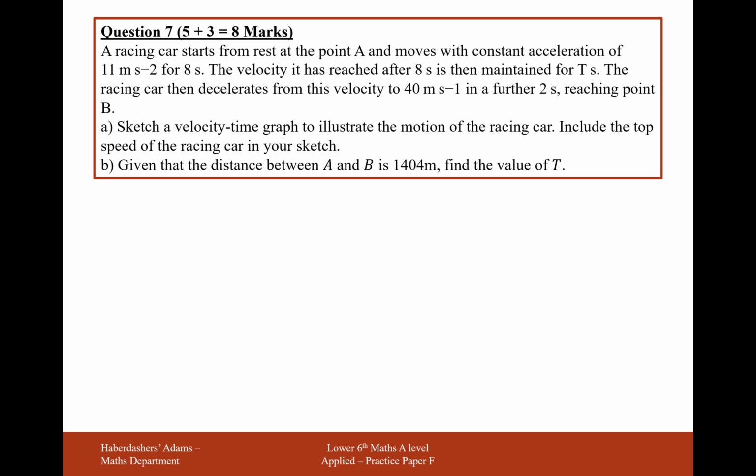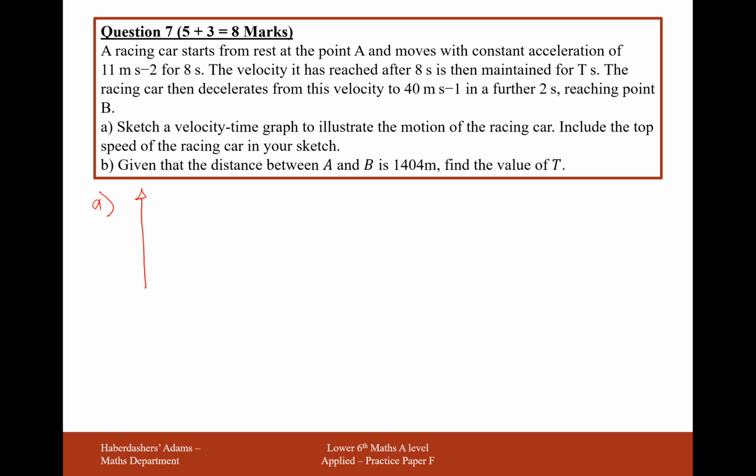Here we're working on question 7, a velocity time graph question. A racing car starts from rest at a point A and moves with constant acceleration of 11 meters per second squared for 8 seconds. The velocity it reaches after 8 seconds is maintained for t seconds. The racing car then decelerates from this velocity to 40 meters per second in a further 2 seconds, reaching the point B. Sketch a velocity time graph to illustrate the motion of the car.